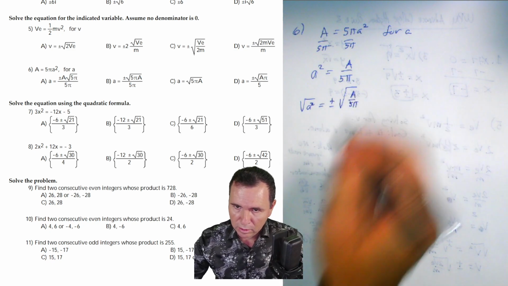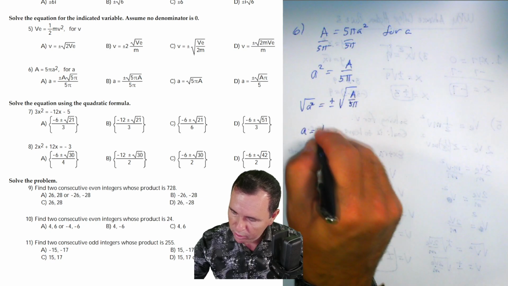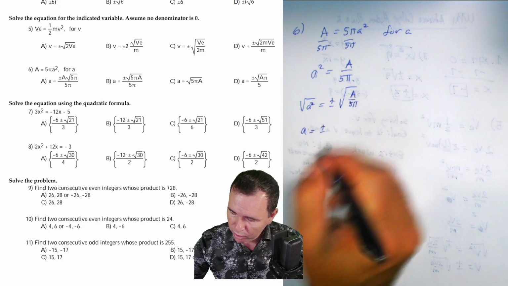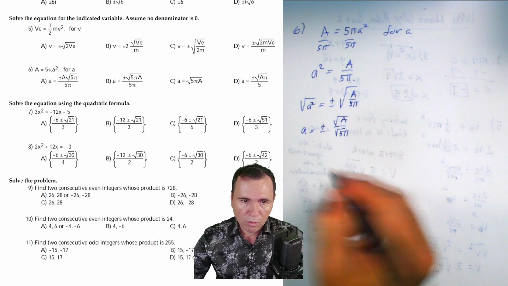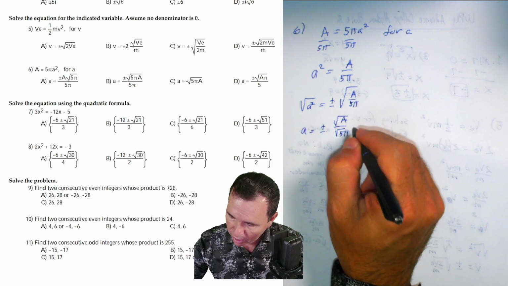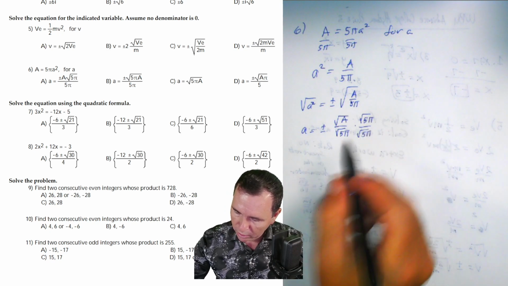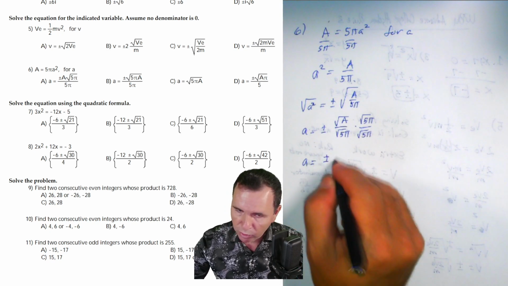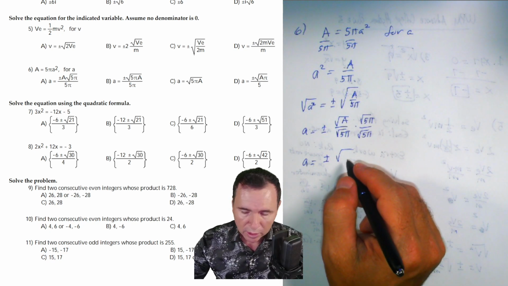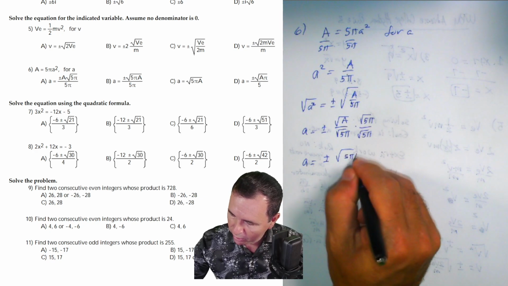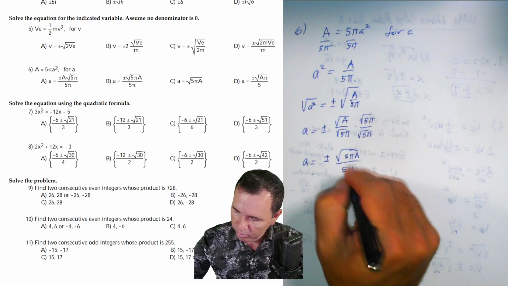But again, it's not allowed to have a square root on the bottom, because look what happens. The square root and square cancel. We got plus or minus the square root of A over the square root of 5 pi. So what you need to do is multiply top and bottom by the square root of 5 pi. And so A is going to equal plus or minus the square root of, and I think in the case of number 6, they write it like 5 pi A over 5 pi. Final answer.